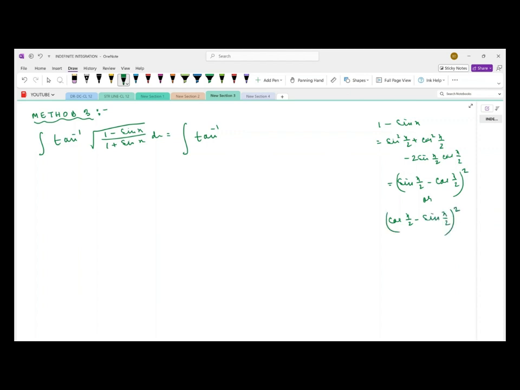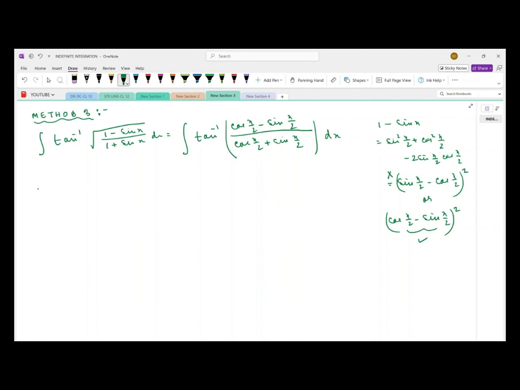Now, which one am I going to write? Right now, I'm taking this. Why I'm taking this and not this, I will explain. So, this becomes ultimately cos x by 2 minus sin x by 2 if you remove the square root sign. And similarly, by following a similar method, you get cos x by 2 plus sin x by 2 dx.